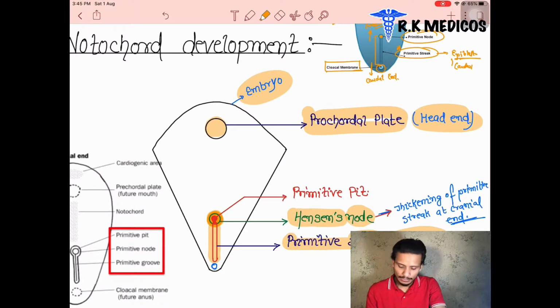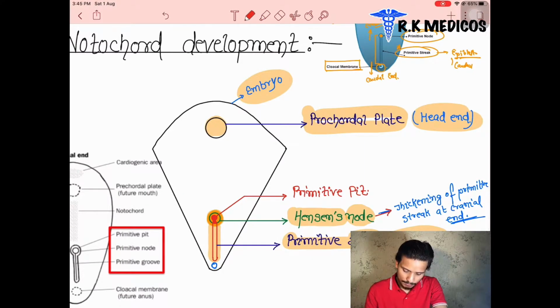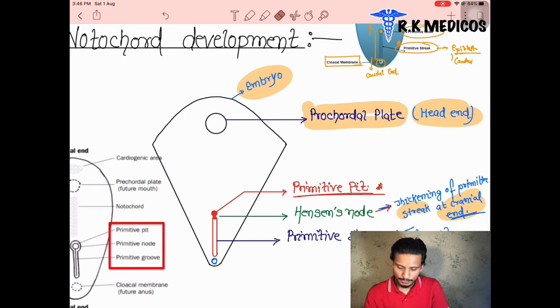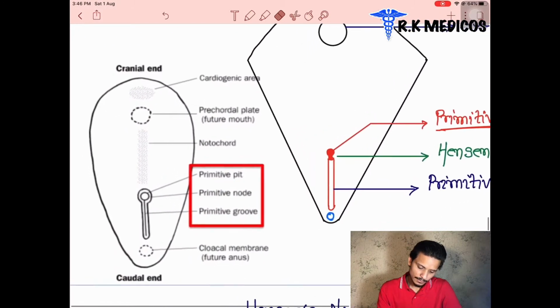Hensen's node. And around it they are developing a pit-like structure. That's why it is called the primitive pit. So you can also see here the thickening of the primitive streak in the cranial end. Simple. So now the primitive pit, Hensen's node, and the primitive streak are all derived from the epiblast cells. It's so simple. So you know now what structures are going to develop, so it's easy for me to teach you the primitive streak development and how the embryo gets formed, and you can also look at this picture. Everything is clear.